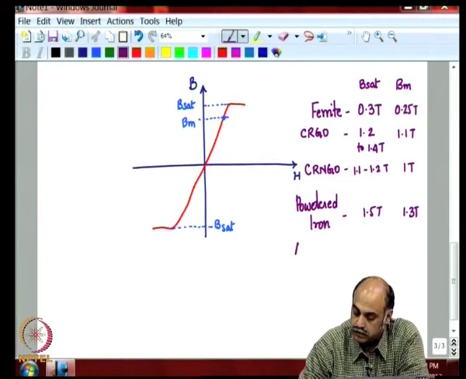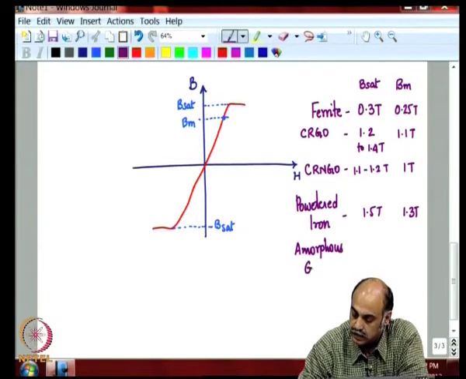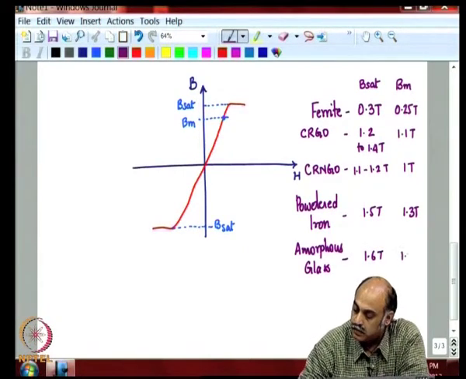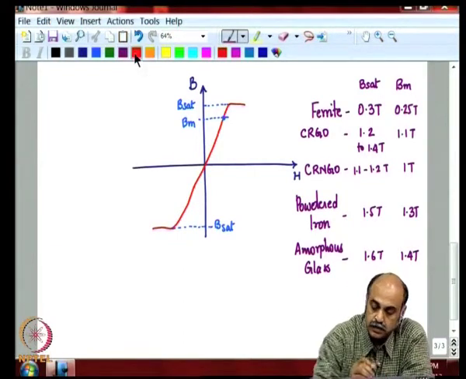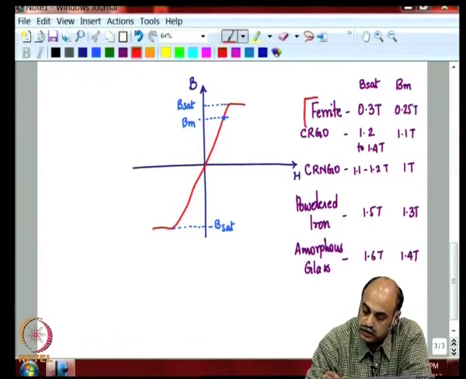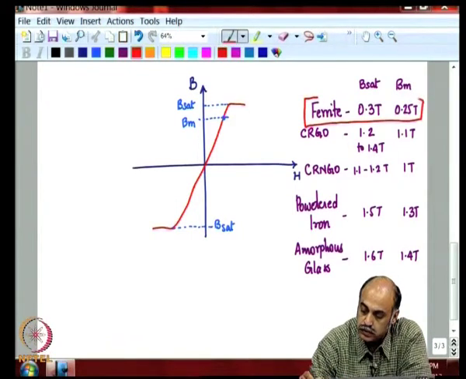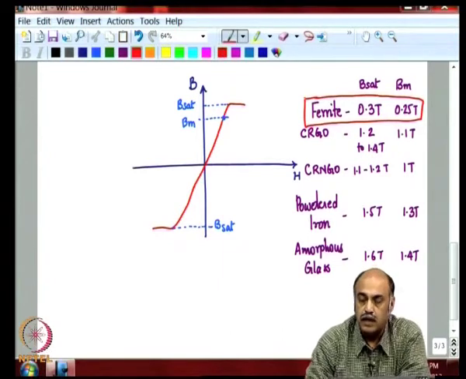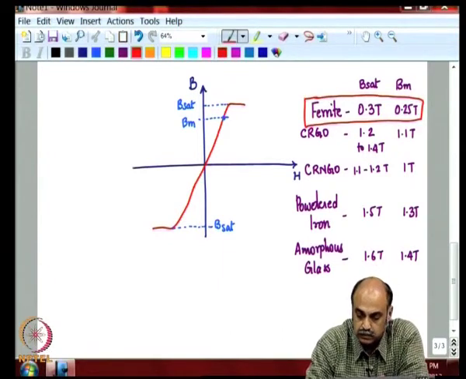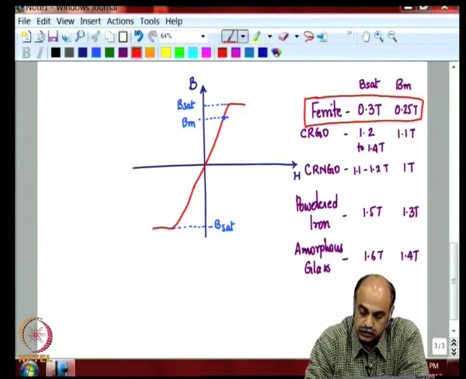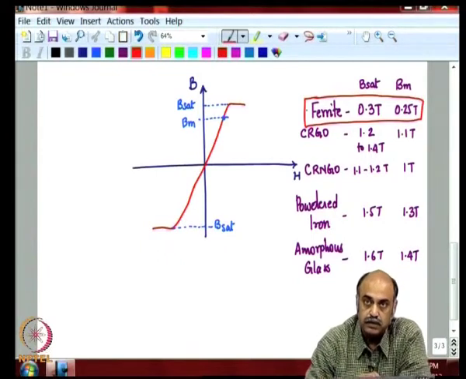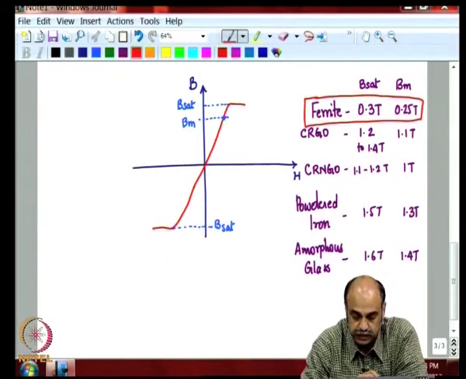You have the amorphous glass around 1.6 Tesla, and so on. There are so many materials, but however, most of the DC-DC converters use the ferrites and operate at frequencies of the order of 20 kilohertz to 100 or 200 kilohertz, depending upon the characteristics of the ferrites.